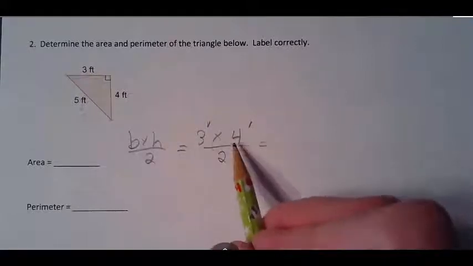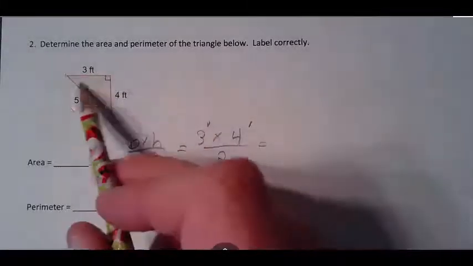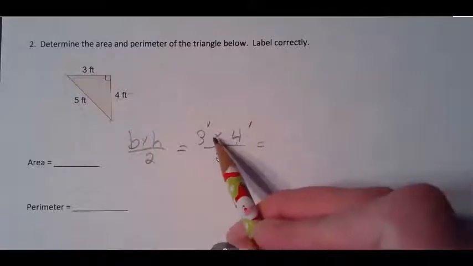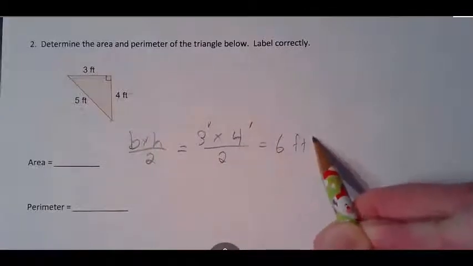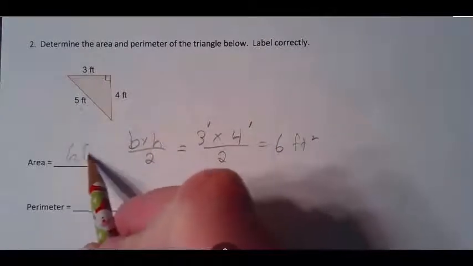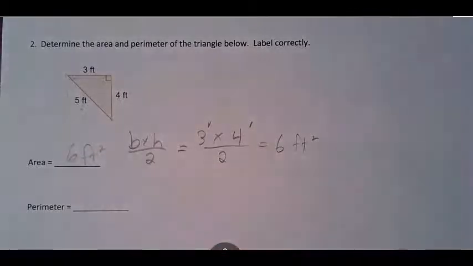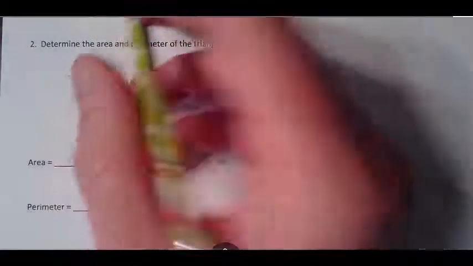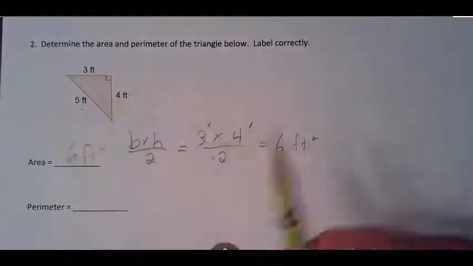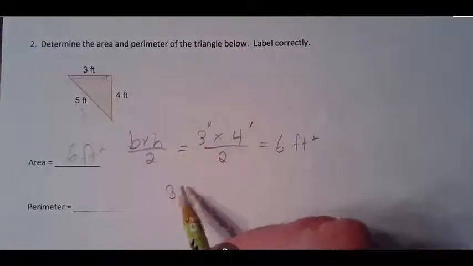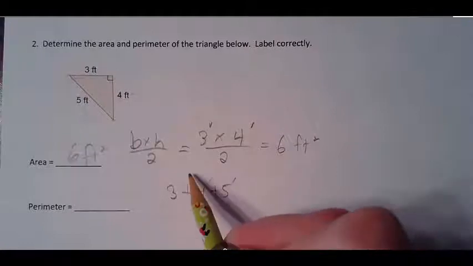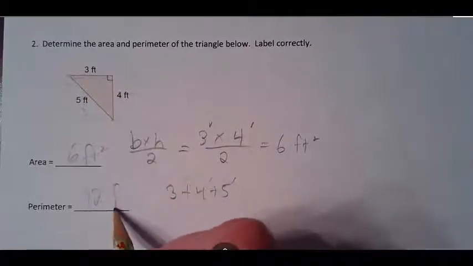Cut it in half, so we turn our rectangle into a triangle. You get 12 over 2 is 6 square feet for the area. Perimeter, instead of adding up 4 sides like we did on the rectangle, we're going to add up 3 sides because it's only a triangle. 3, 4, and 5. Add it all up, you should get 12.